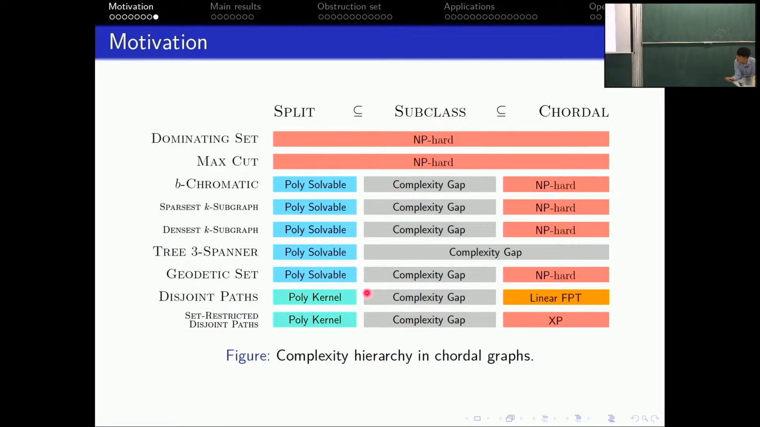On chordal graphs, it is known that disjoint paths does not admit a polynomial kernel under some complexity hypothesis.